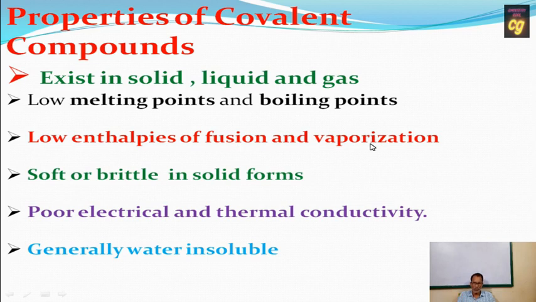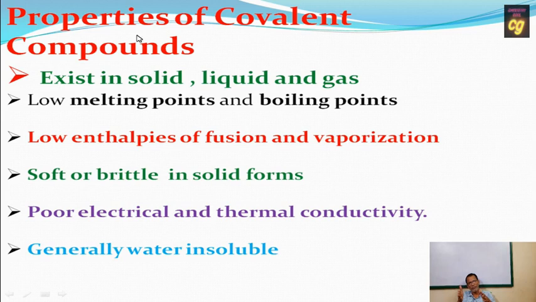They are very soft and brittle in solid form, and they have poor electrical and thermal conductivity. Generally, they are water insoluble. As they are covalent compounds, they are water insoluble. So these are the very important properties of covalent compounds, and they differ from ionic compounds.